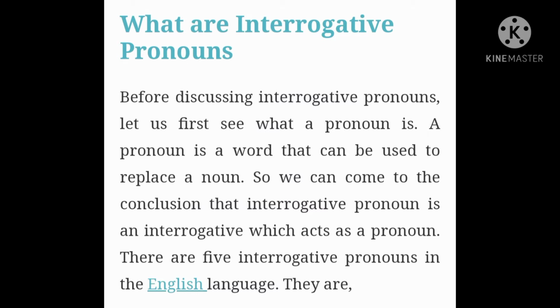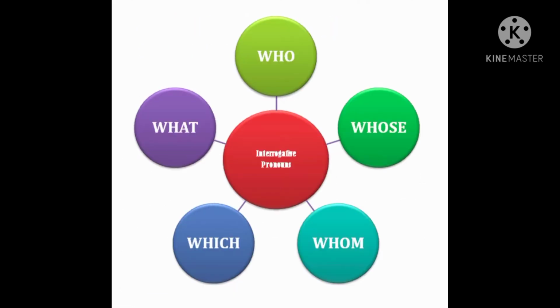There are 5 interrogative pronouns in the English language, and they are who, what, which, whom, and whose. So these are all WH words. Let's see how these WH words are used in a sentence.